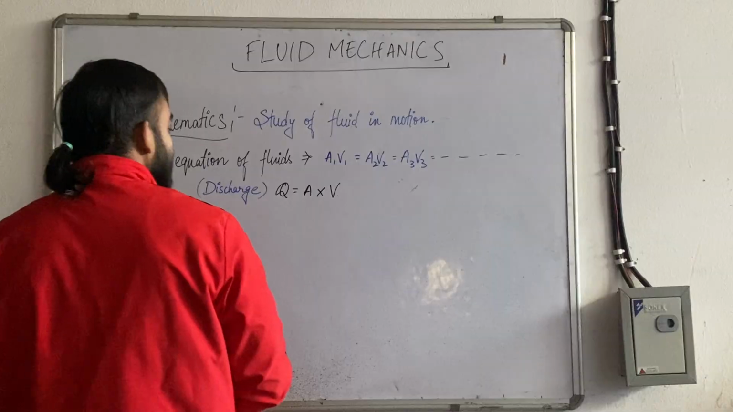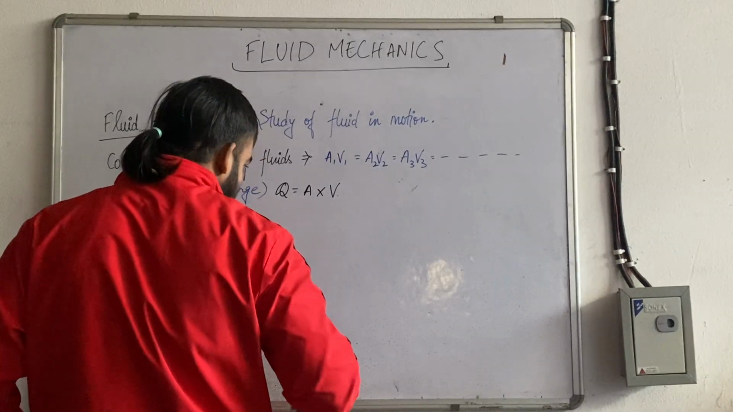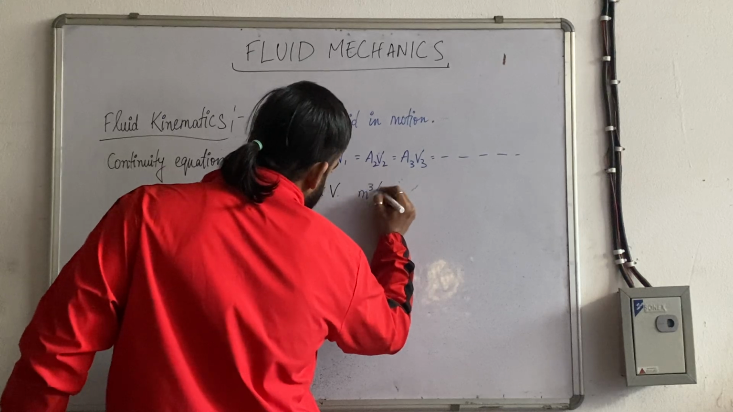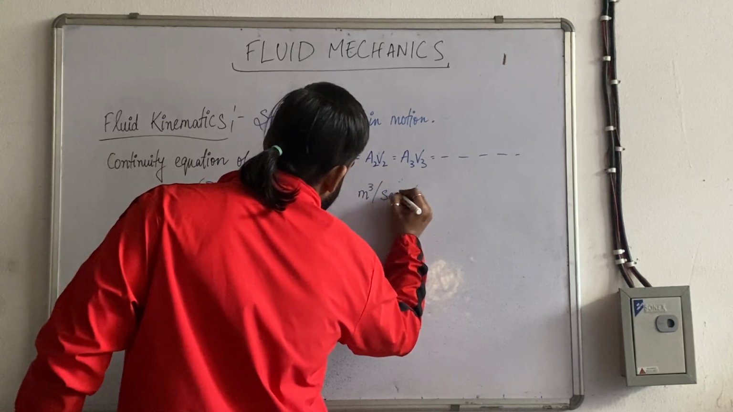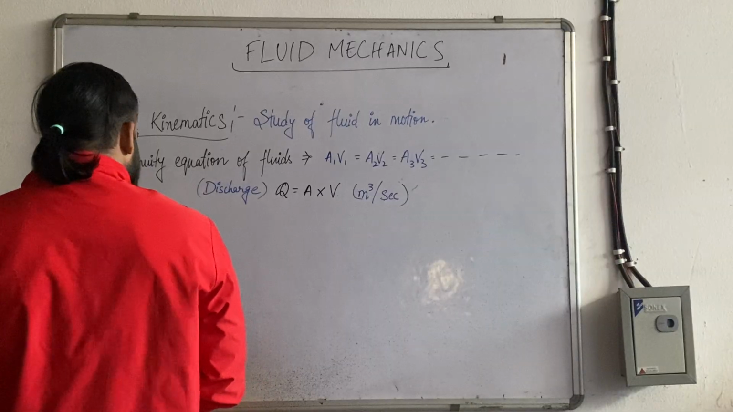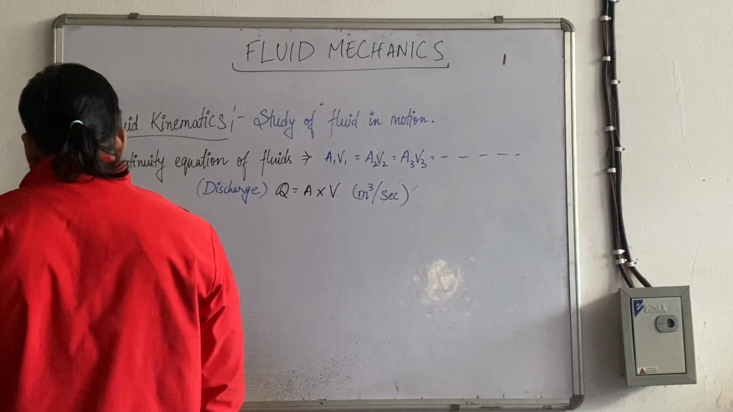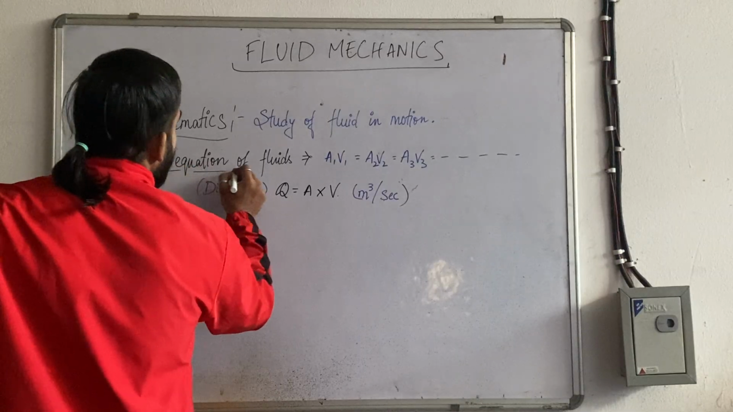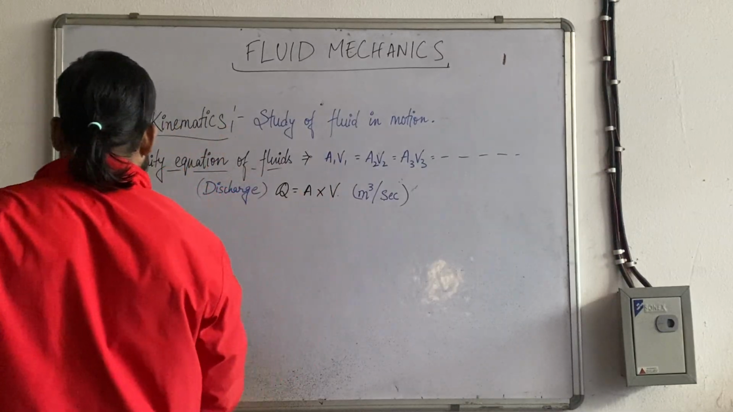Now, the unit of this can also be calculated as meter cube per second. Now, there are different types of flow which can be observed in kinematics.